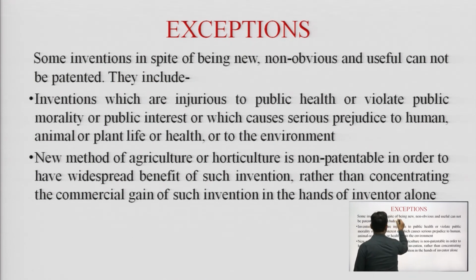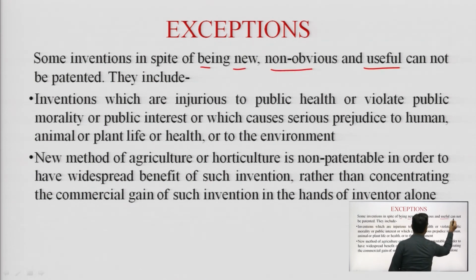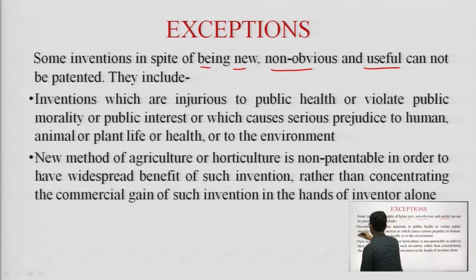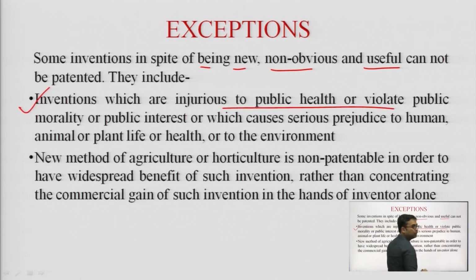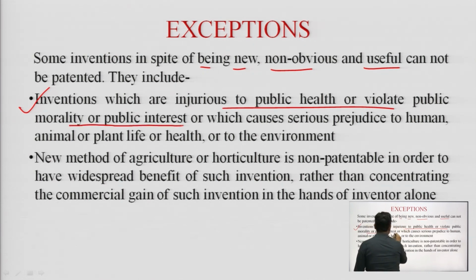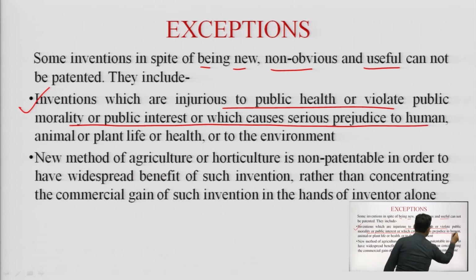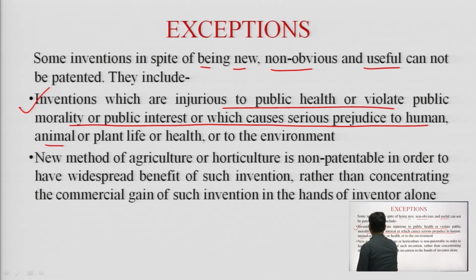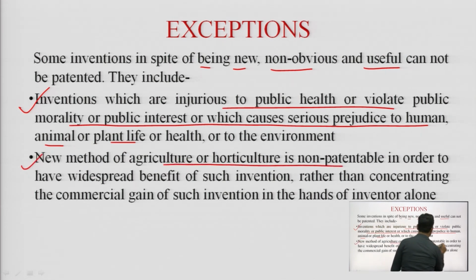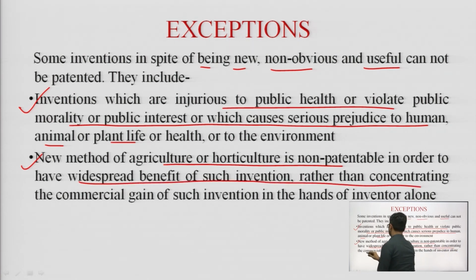Some inventions, in spite of being new, non obvious and useful, cannot be patented. So what are those inventions? Those which are injurious to public health, violate public morality, public interest, and cause serious injury to humans, animals and plants cannot be patented. Second, new methods of agriculture or horticulture are non-patentable, in order to have widespread benefits rather than constraining inventions to commercial gains.